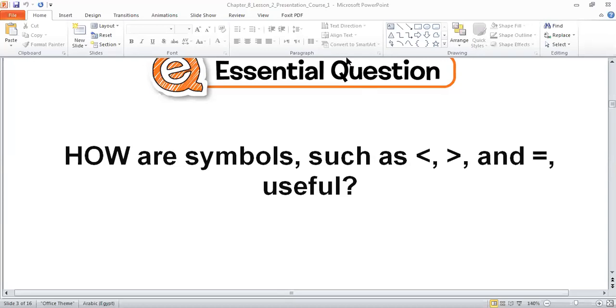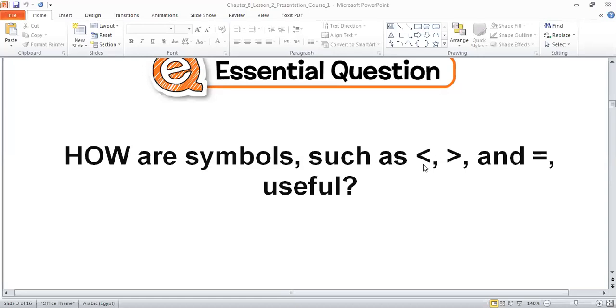Okay, I need Yasser. My friend Yasser. Yasser, I can't hear you. Raise your voice. Speak up. How are symbols such as less than, greater than, and equal used? No. Read the symbols. The first one is what?